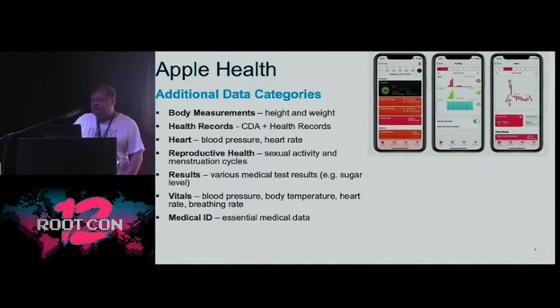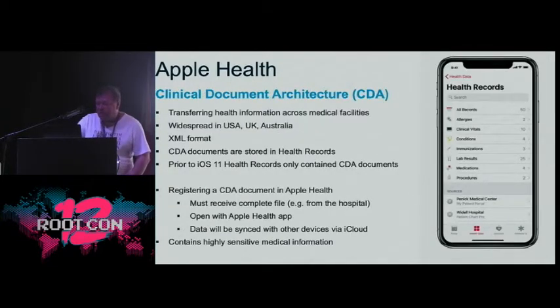And there are also additional data categories: body measurements, health records, heart rate, medical ID, and the results of different tests. Also, Apple Health supports clinical document architecture. Now mostly it is available in the US, but starting to spread across other countries. That's the data you can obtain from your hospital and upload manually to the iPhone. So that data will be stored also along with all the health data collected by the iPhone itself, and also by Apple Watches and the software and so on.